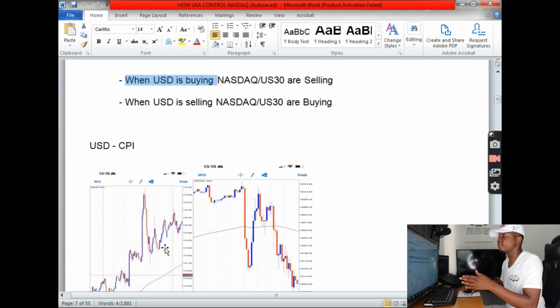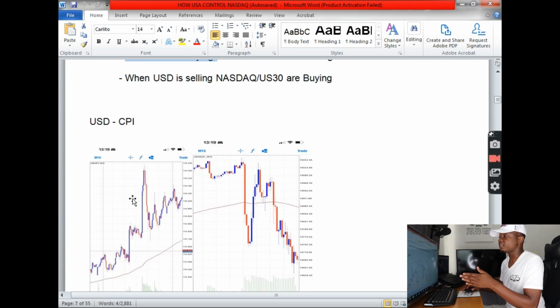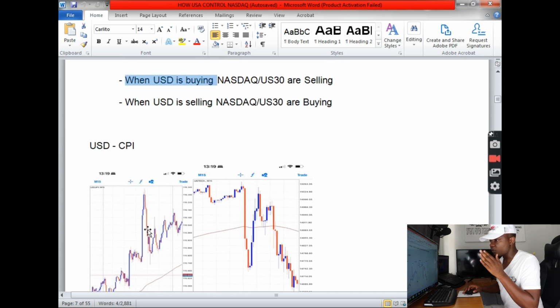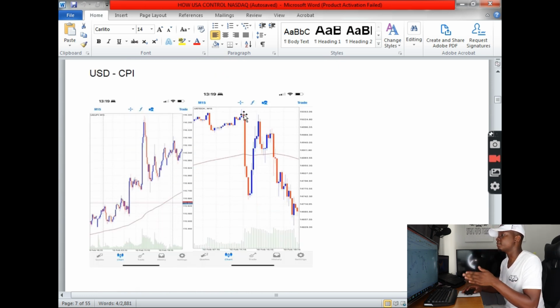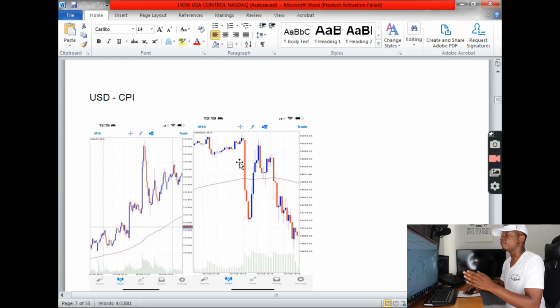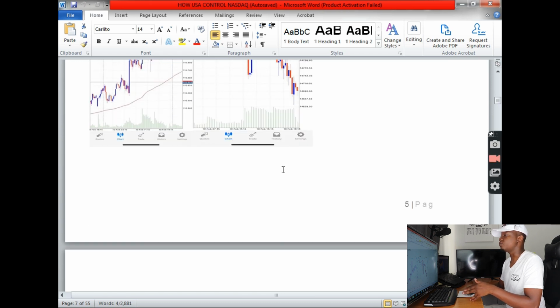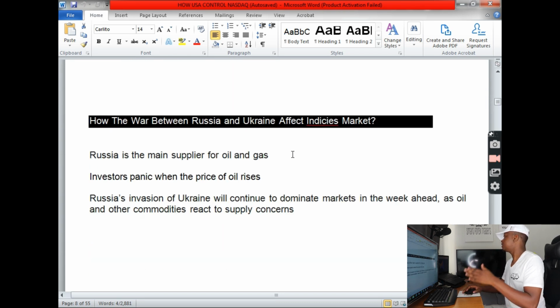So here I have an example of USD CPI. USD CPI is the event which I traded. I did analysis on USDJPY and I saw that it was going to buy, right? So when I saw that it was going to buy, I went to the NASDAQ market and sold 1 minute before this movement. This is the movement which bought on USDJPY, and this is the movement which sold on NASDAQ, right? So it's vice versa. When you get a buy here, you're going to sell the indices market. I hope you understand.